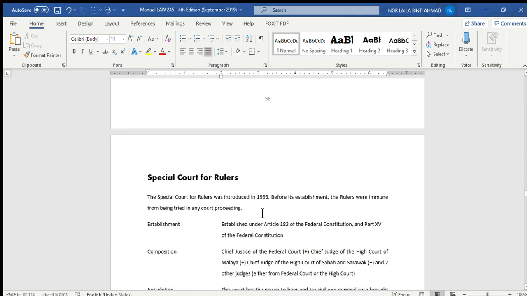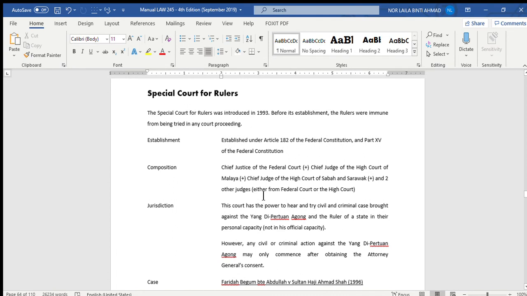Next we have a special court for rulers. This court was introduced in 1993. Before its establishment, the rulers were immune from being tried in any court proceeding. It was established under Article 182 of the Federal Constitution, Part 15. In terms of its composition: the Chief Justice of the Federal Court, the Chief Judge of the High Court of Malaya, the Chief Judge of the High Court of Sabah and Sarawak, and two other judges either from the Federal Court or the High Court.